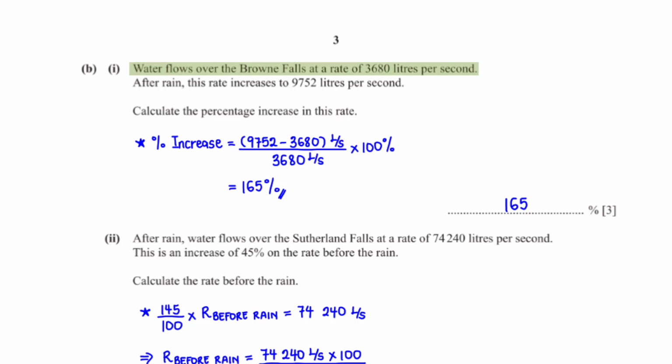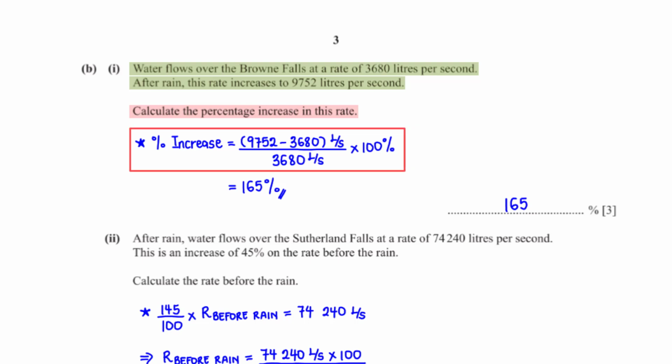Water flows over the Brown Falls at a rate of 3,680 liters per second. After rain, this rate increases to 9,752 liters per second. Calculate the percentage increase in this rate. The percentage increase is equal to the increase in the flow rate, which is 9,752 minus 3,680 liters per second, divided by the initial flow rate, which is 3,680 liters per second, times 100%. This gives us 165%.